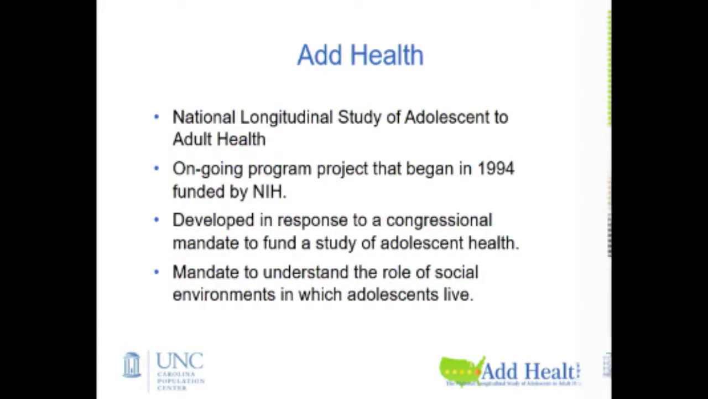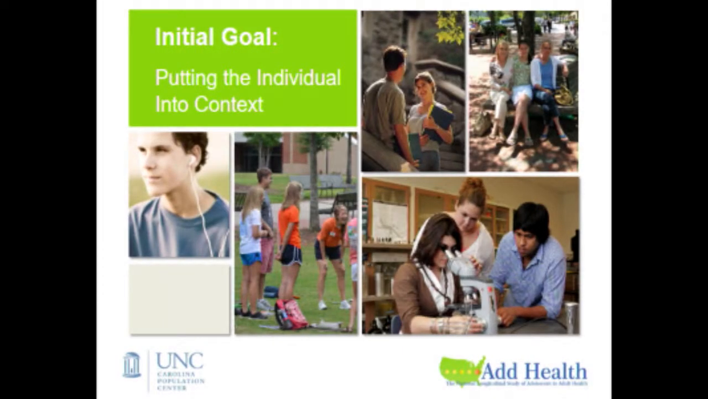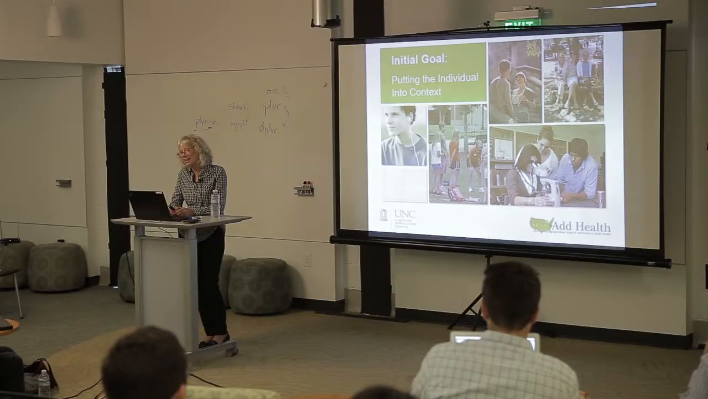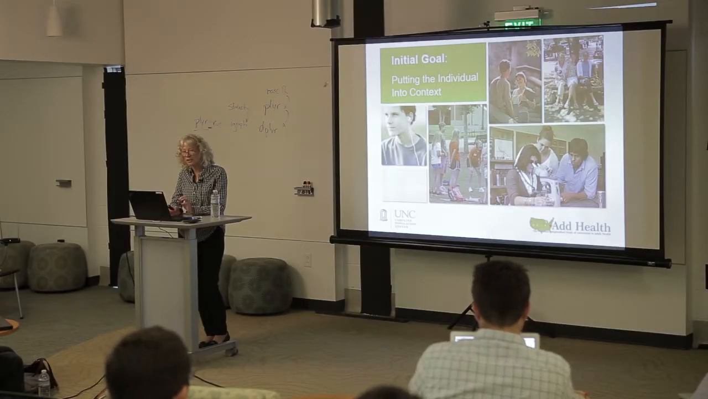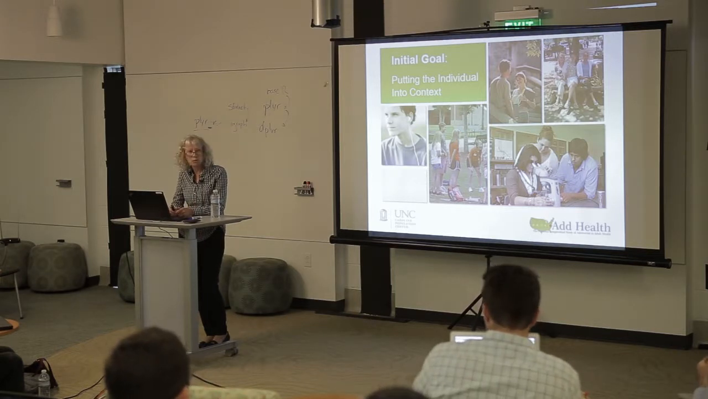environments affected their health. So the main goal when we designed the study was to try to put the individual in context. We designed the study in the late 1980s, early 90s. And at that time, most of the research on adolescents was just a focus on the individual, not at all placing them in the context. And so that meant that we were really missing a lot. So we were interested in their school environments, the relationships that they had with their classmates, with their families, their peer friends, in the community, and in relationships.